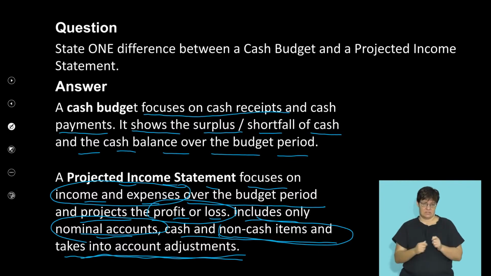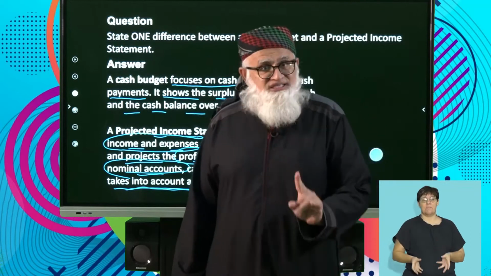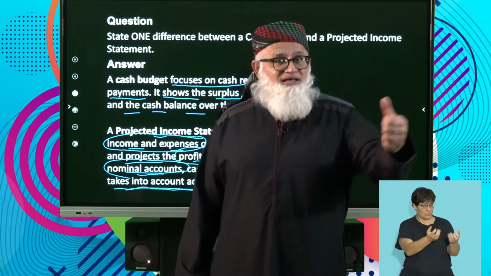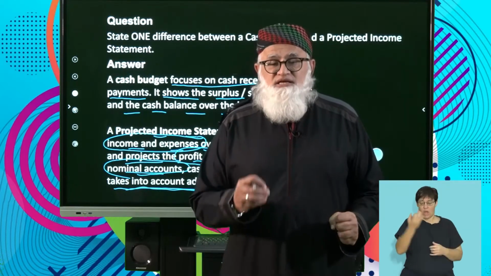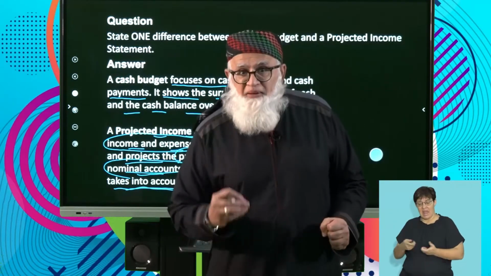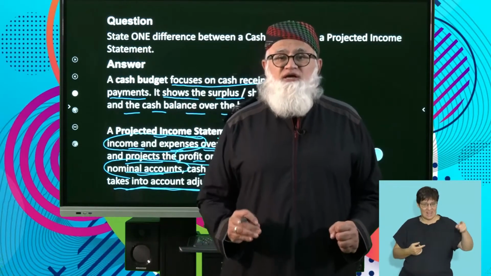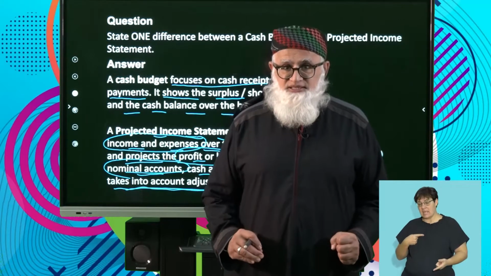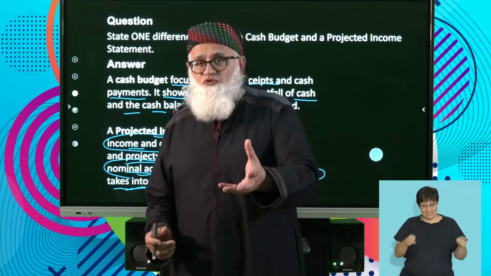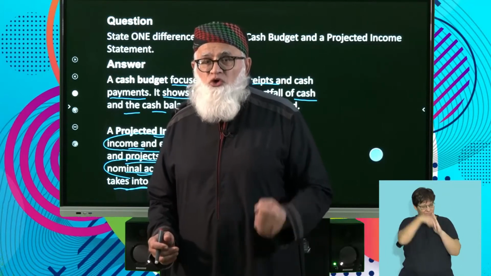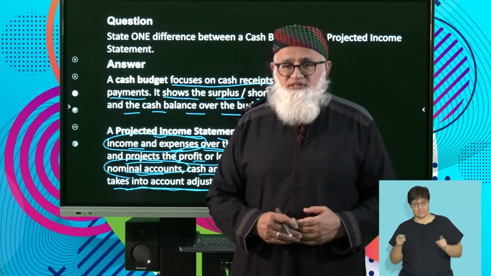In other words, it looks at incomes that you have earned, not received. Received is cash budget. Incomes that you have earned. Expenses that you have incurred, not paid. Paid items are your actual payments which feature in your cash budget. Okay, so this is a very comprehensive answer in terms of what you are expected to know in terms of a cash budget and a projected income statement.